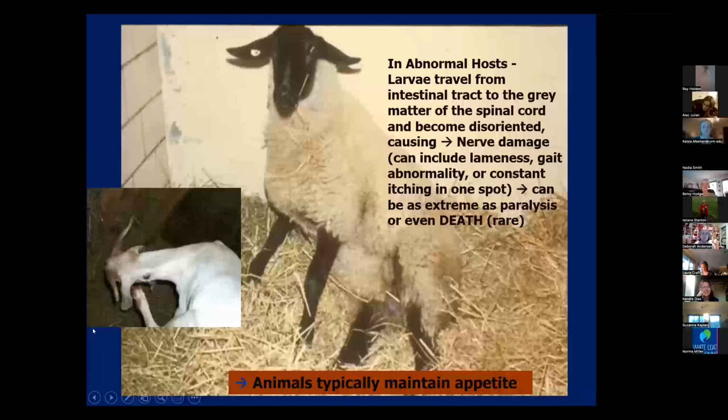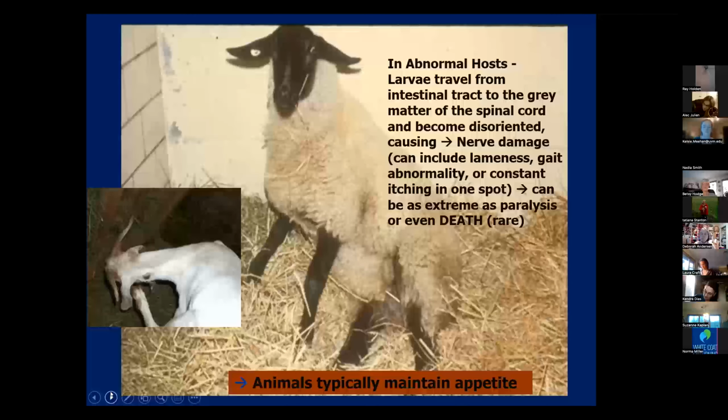Okay, so unfortunately, as we said, small ruminants and camelids are an abnormal host. So in a sheep or a goat, the larvae travel from the intestinal tract to the gray matter of the spinal cord, just the way they did with the deer. But at this point, they become disoriented. It's a different spinal cord than what they evolved to travel through. And they become disoriented, and therefore they become way more active in there, trying to figure out just where they are. And they can cause nerve damage because of this.